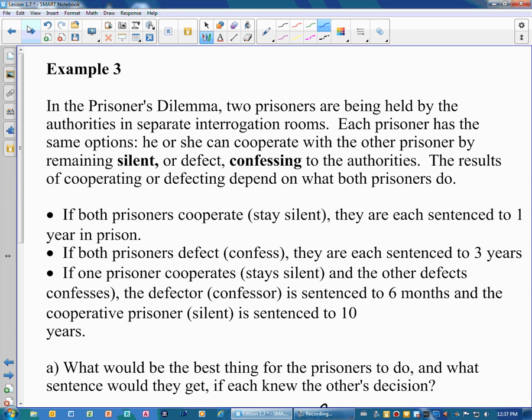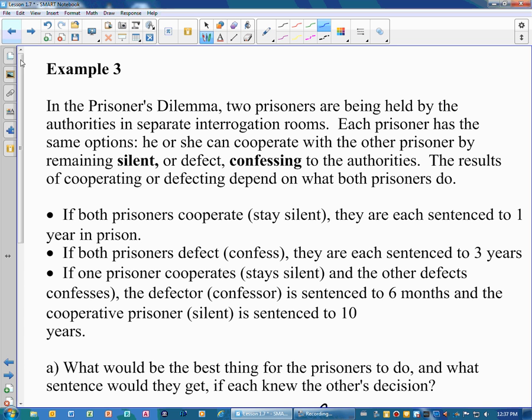Okay, last example is called the prisoner's dilemma. And the prisoner's dilemma is actually sort of a famous puzzle. I tried to look on YouTube to see if I could find someone that could explain it better than I could, but the only problem was their prisoner's dilemma was slightly different than the one in your notes, and I wanted to keep the same information as was in your notes.